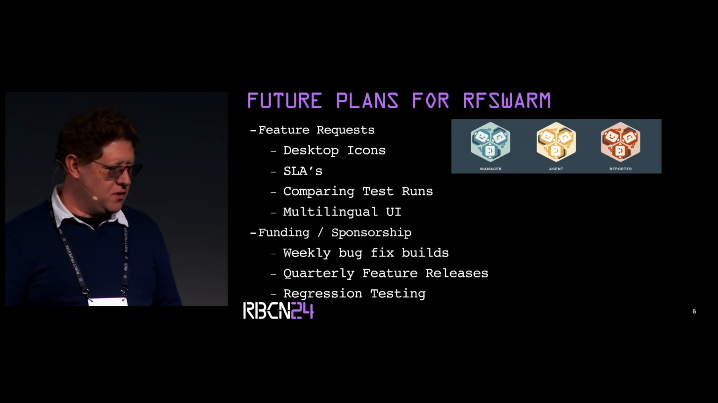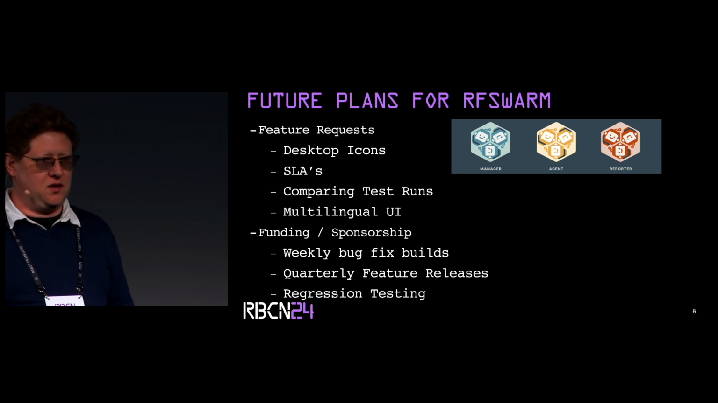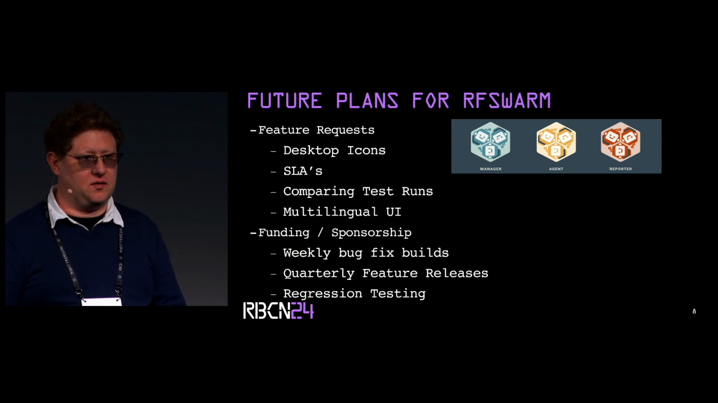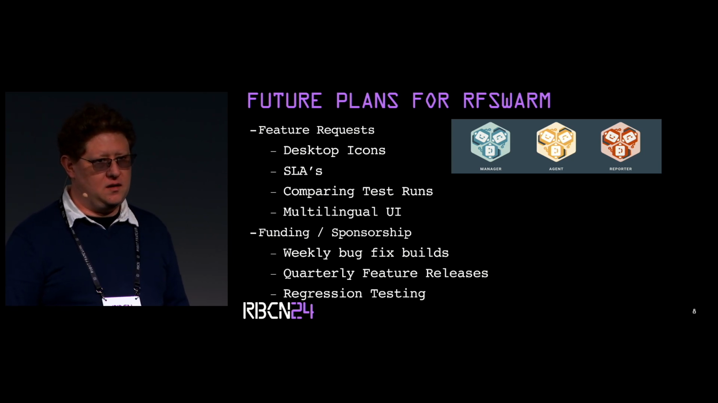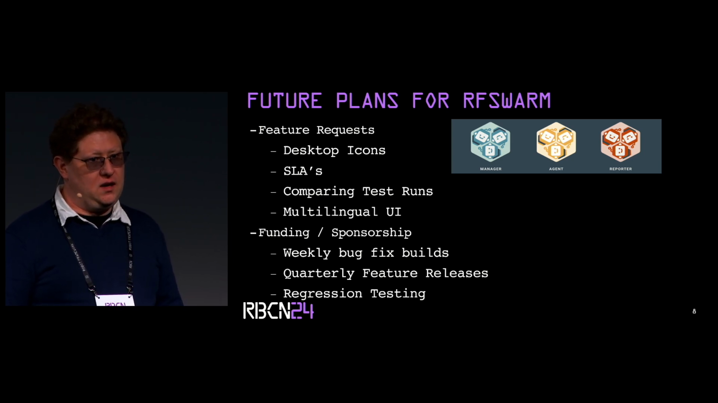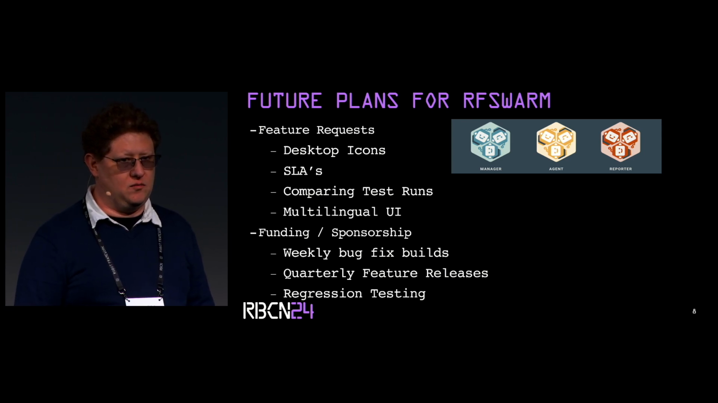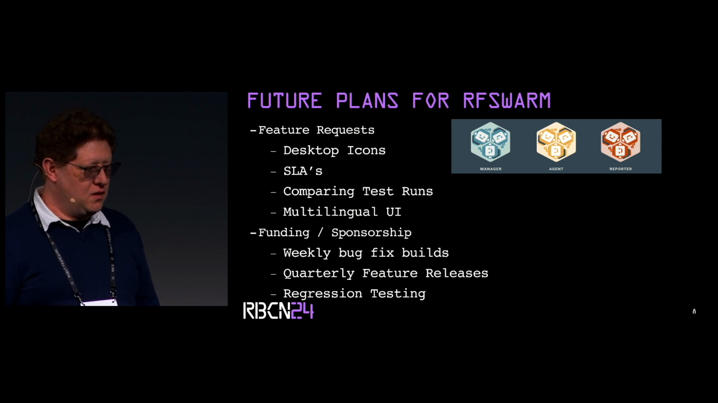So what are the future plans? One of the things I'd like to do: at the moment when you run RFSwarm, you basically type in rfswarm at the command line, or rfswarm agent, or rfswarm reporter, whichever part you want to run. You just type it in on the command line, and that's okay. It's great if you're integrating into your pipelines for your continuous builds. Not so great if you're just trying to use it as a normal desktop application.